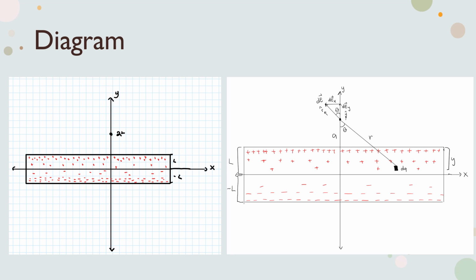On the right is a diagram with labeled vectors. The chop of charge dq has an r distance that extends from the location of dq to any point along the y-axis. The distance from the point on the y-axis to the wire is defined as a, while the height of dq with respect to the width of the wire is defined as y.